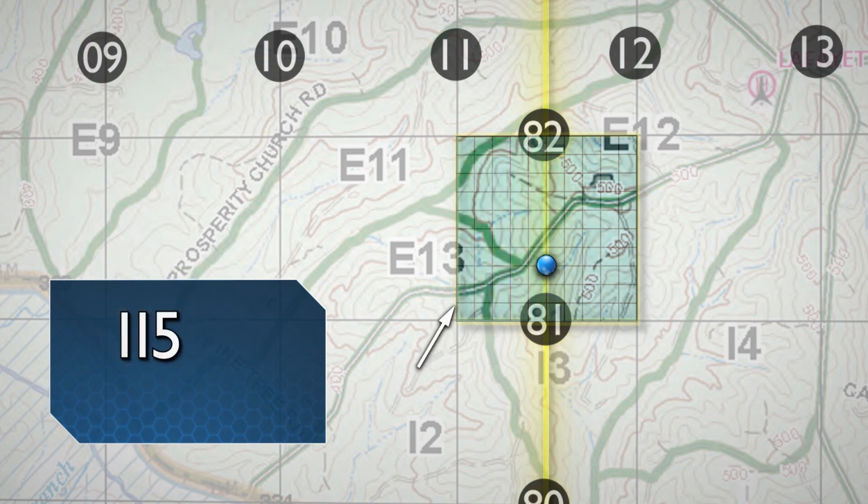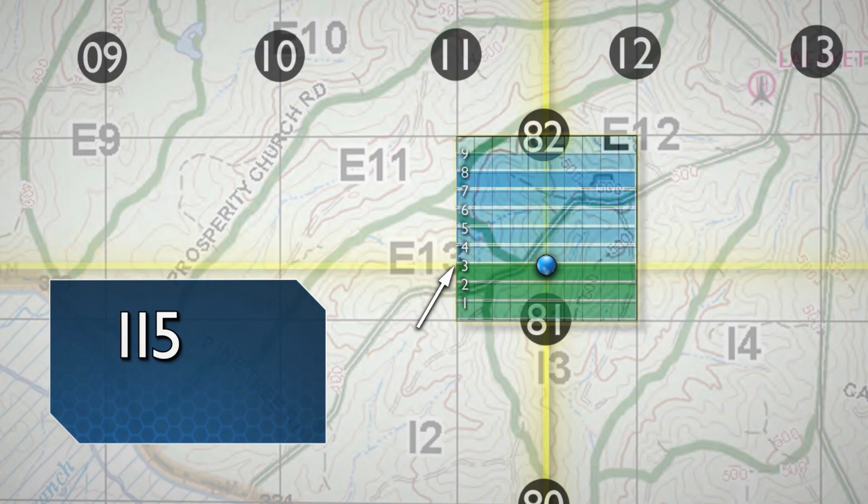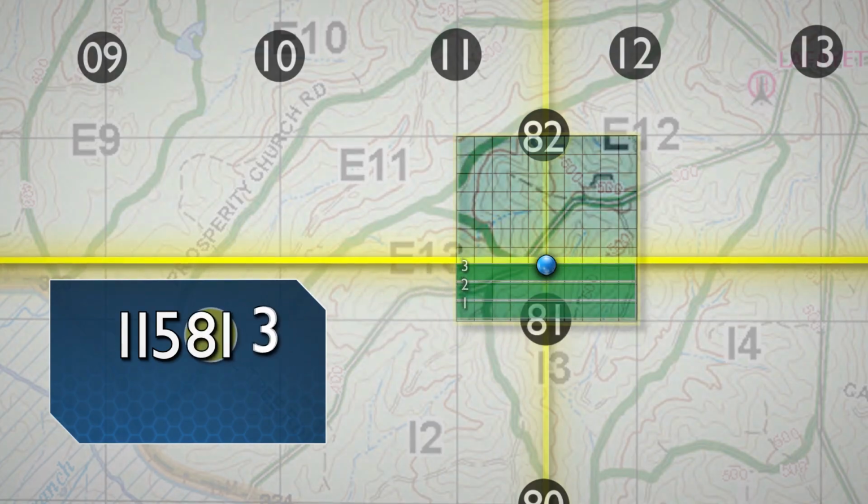Read up from the first point reached to the imaginary grid line nearest the identified point. In the example, the east-west imaginary line nearest the point is 1/3 of the way up, or 3 lines out of 10 lines. Therefore, the second half of your grid coordinate is 813.